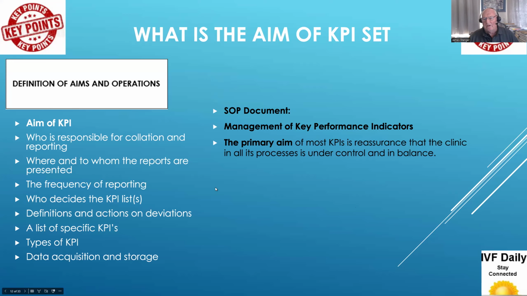The primary aim of a KPI, in my view, is the reassurance that the clinic in all its processes is under control and in balance. So the primary aim of it is not to find errors, etc. The primary aim is to reassure everyone that the clinic is working as it's meant to be. There are no major issues in the laboratory or anywhere which cause an issue for the clinic.